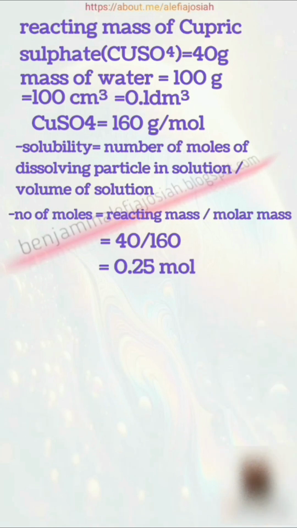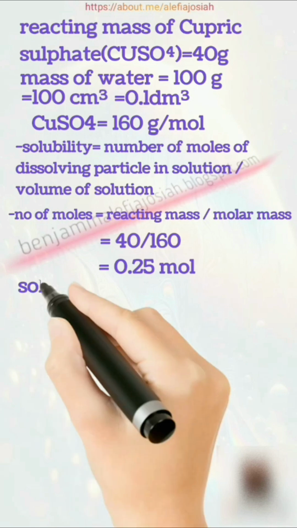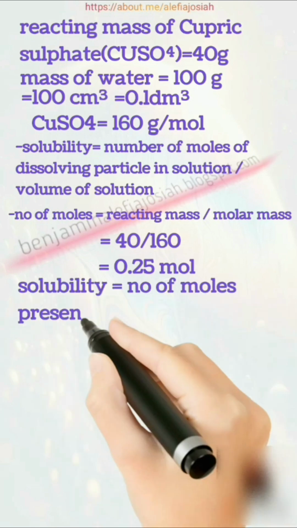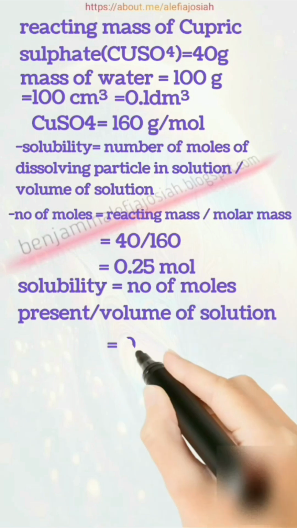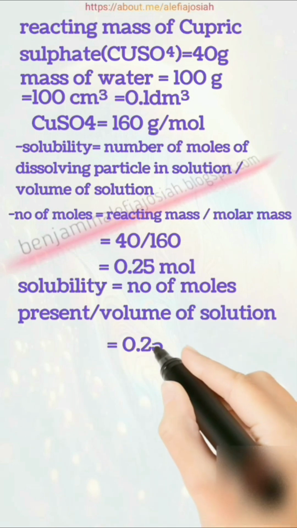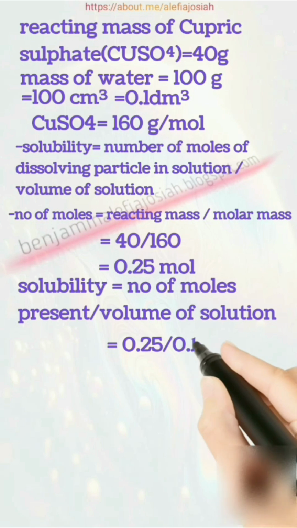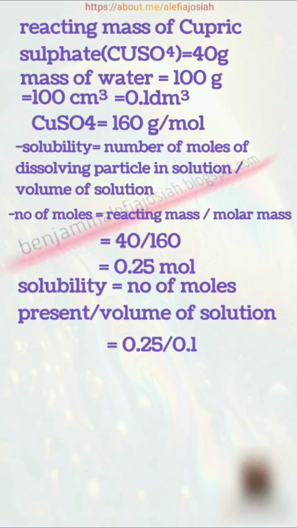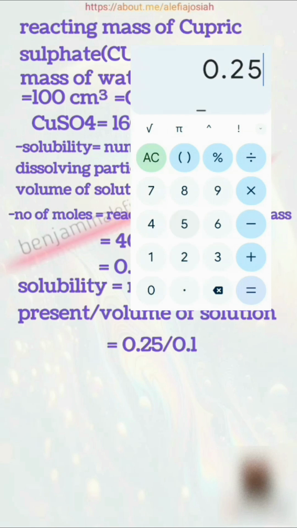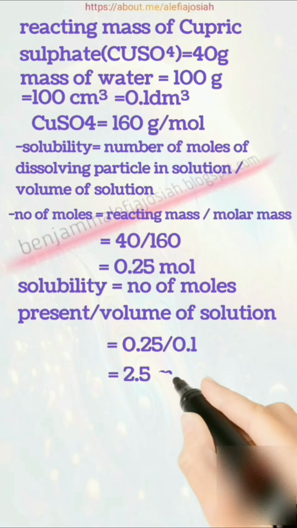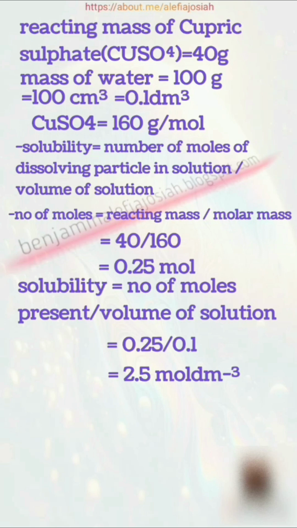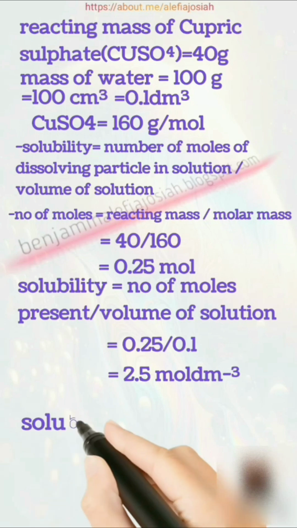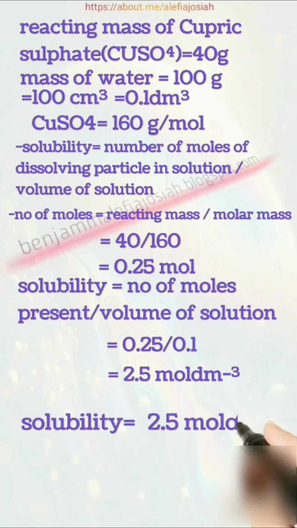Now that we have the answer for our moles, let's bring out the formula again just for clarity, so we can solve it out. Solubility is equal to number of moles present over volume of solution. So now the number of moles we know is 0.25 over the volume of water, which is 0.1. So now let's use a scientific calculator to get it done. Now 0.25 over 0.1. We know that the answer is equal to 2.5 mole per dm cube. So the answer for our solubility is equal to 2.5 mole per dm cube. Now we got the answer.